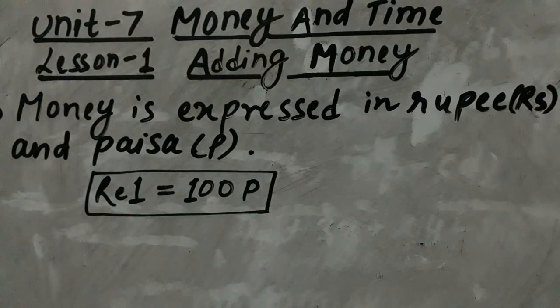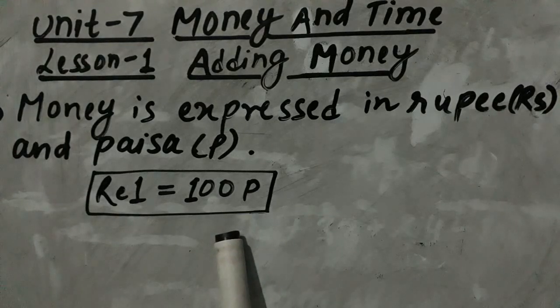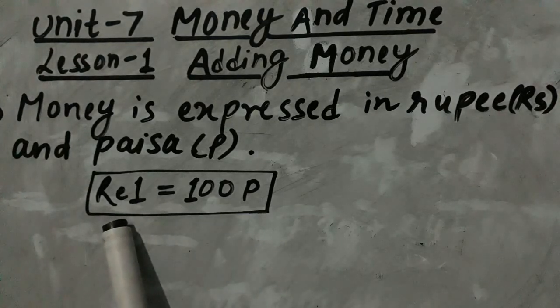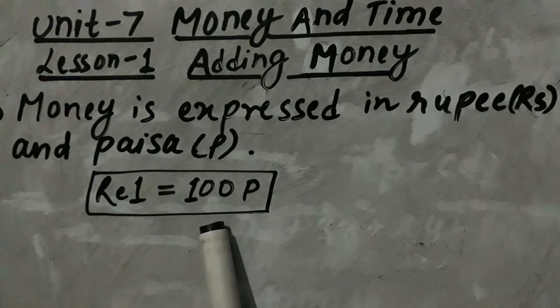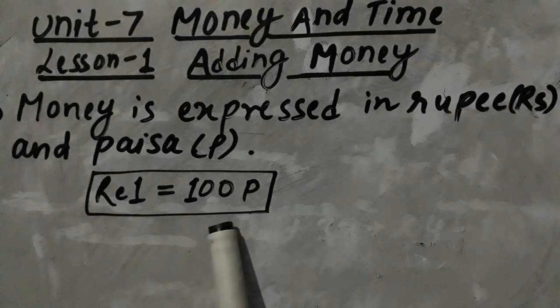So students, you can see on the board, money is expressed in rupees and paisa. So if we express money in rupees and paisa, then 100 paisa is equal to 1 rupee. So it means, students, in 1 rupee there is 100 paisa.